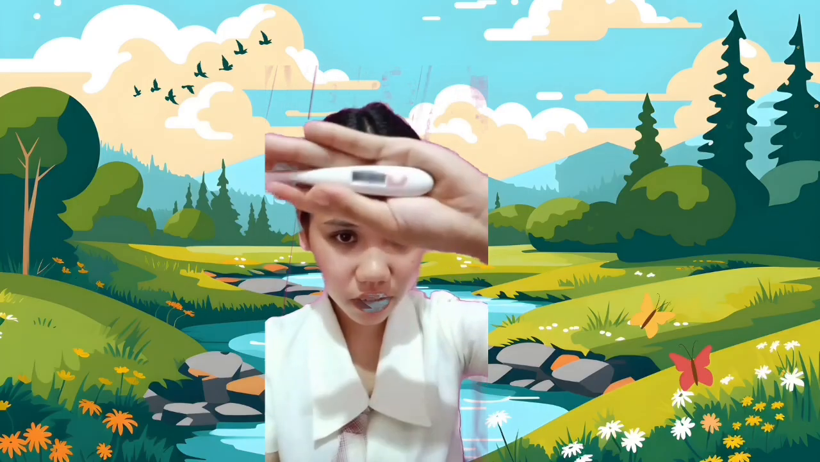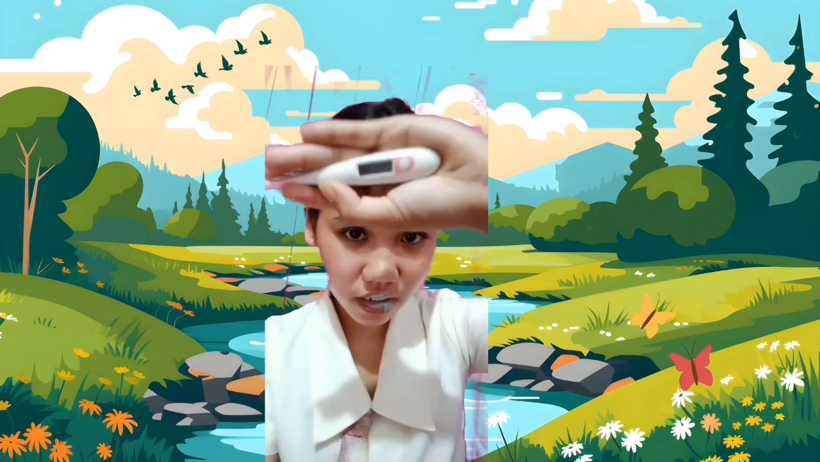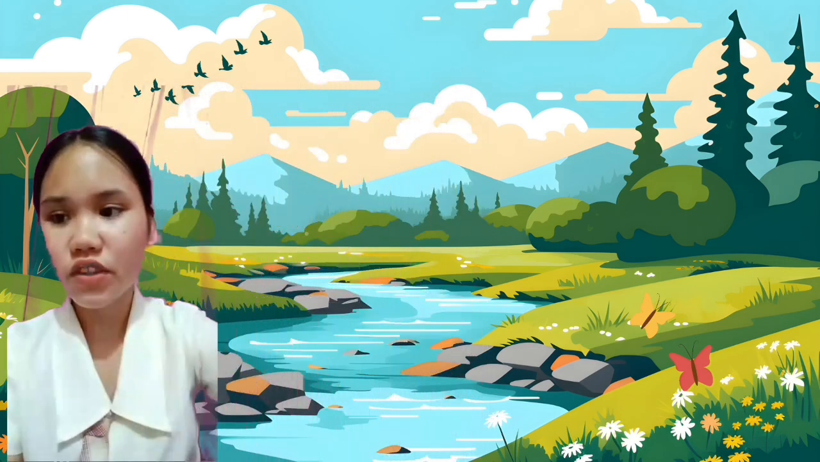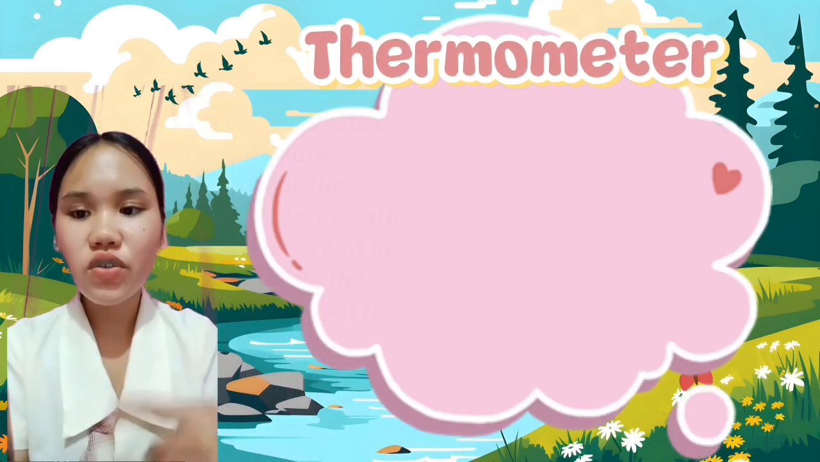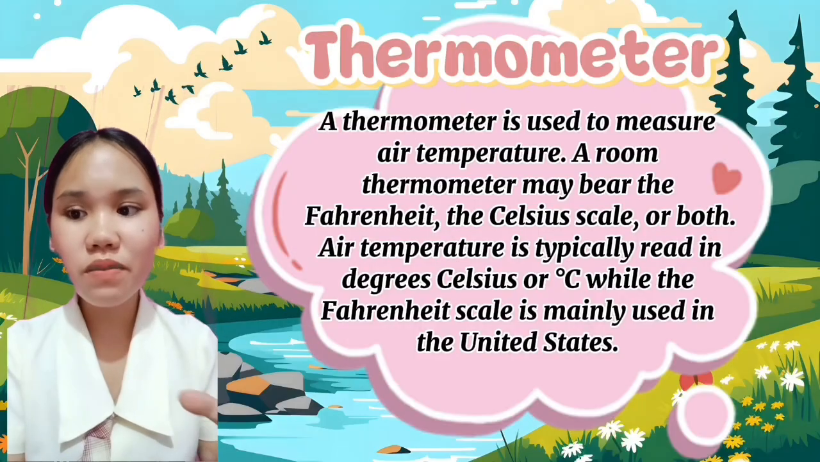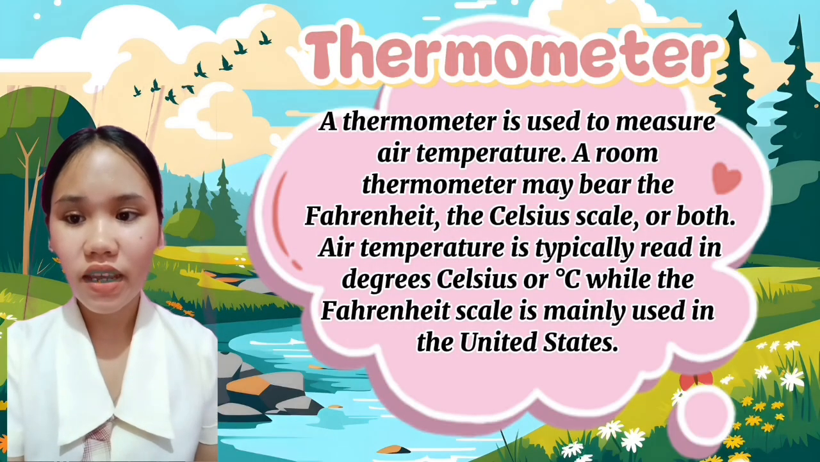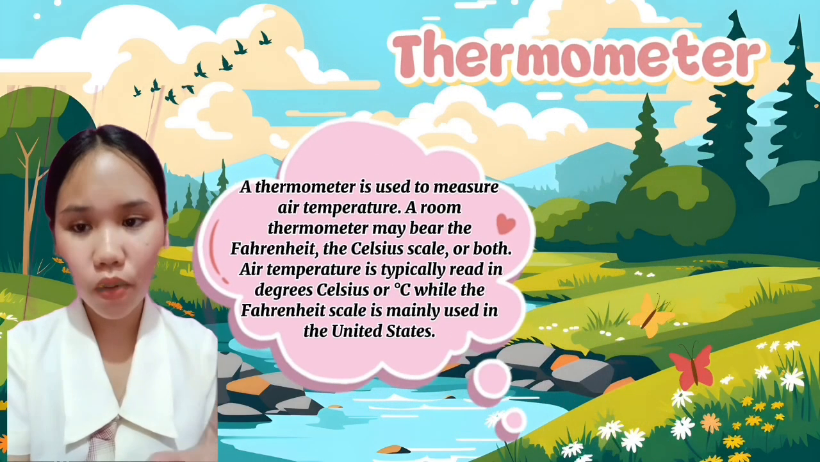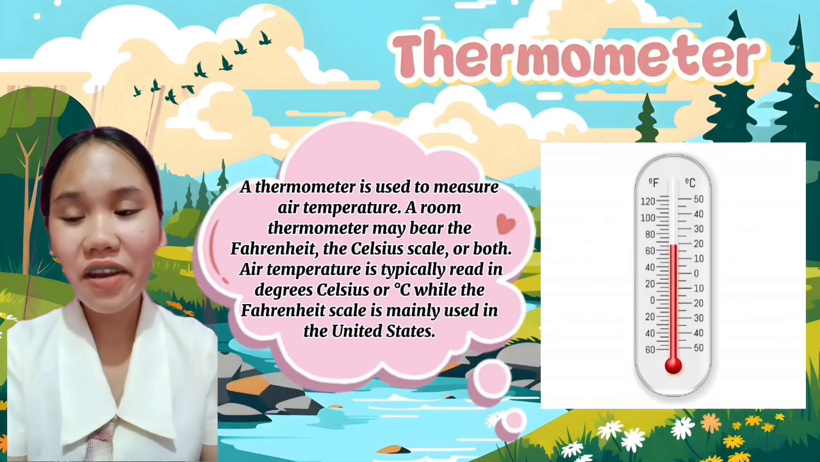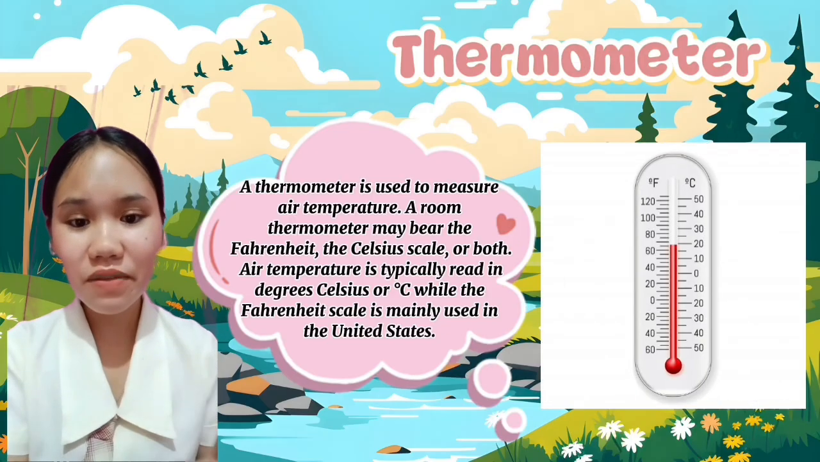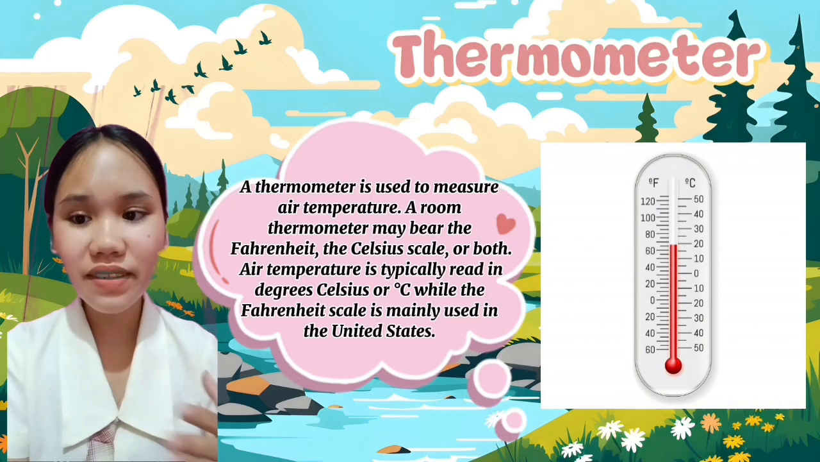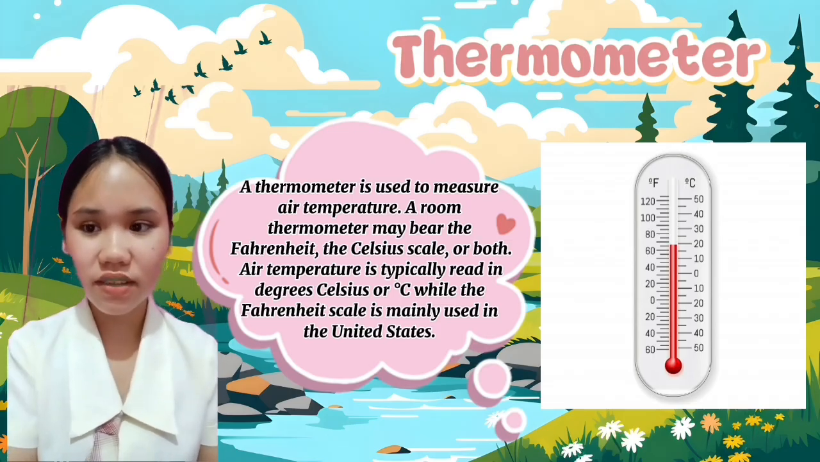I hope you can see it clearly. So this is a thermometer. A thermometer is used to measure air temperature. A room thermometer may bear the Fahrenheit scale, the Celsius scale, or both. Air temperature is typically read in degrees Celsius, while the Fahrenheit scale is mainly used in the United States.